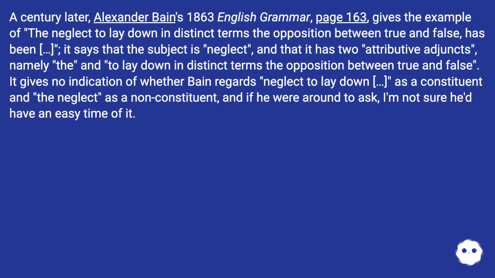A century later, Alexander Bain's 1863 English Grammar, page 163, gives the example "The neglect to lay down in distinct terms the opposition between true and false, has been..." It says that the subject is neglect, and that it has two attributive adjuncts, namely, the and to lay down in distinct terms the opposition between true and false. It gives no indication of whether Bain regards neglect to lay down as a constituent and the neglect as a non-constituent, and if he were around to ask, I'm not sure he'd have an easy time of it.